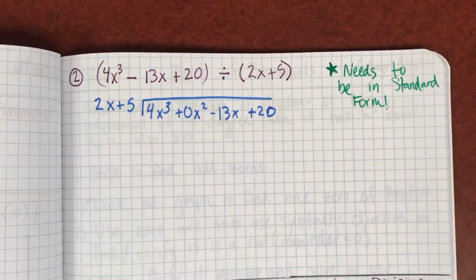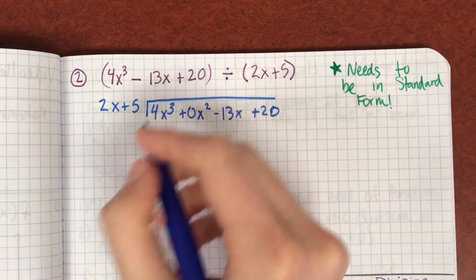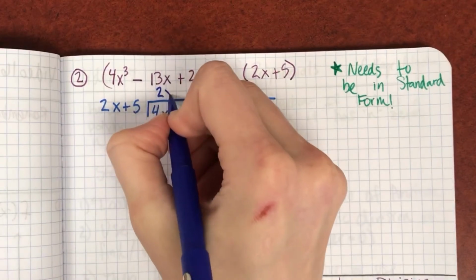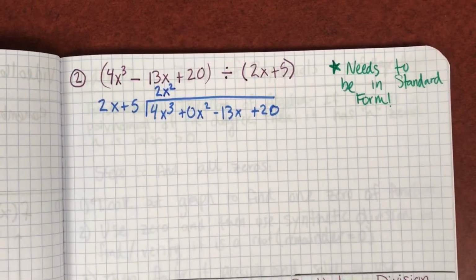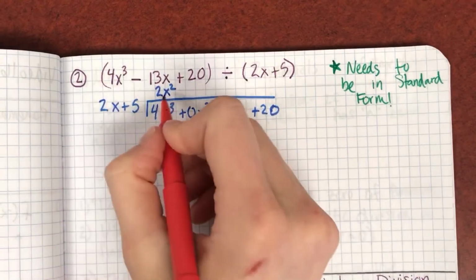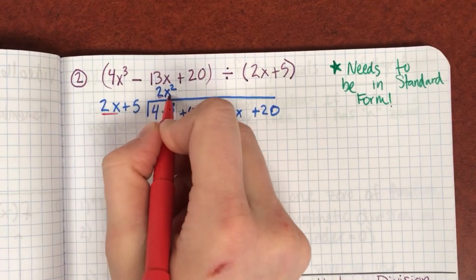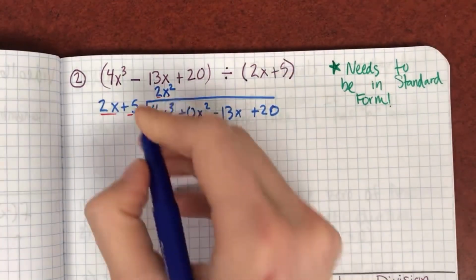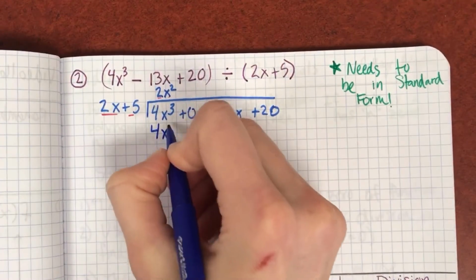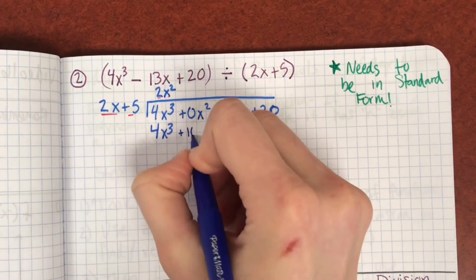So starting off, 2x times what will give me 4x cubed? Well, that would be 2x squared. And so now we're going to take our 2x and multiply it by the 2x squared, and then we'll take our 5 and multiply it by 2x squared. So I have 4x cubed plus 10x squared.